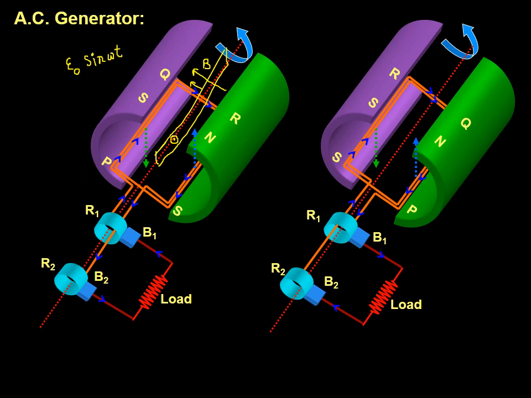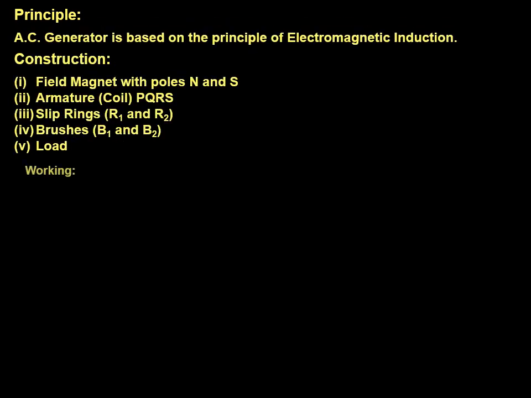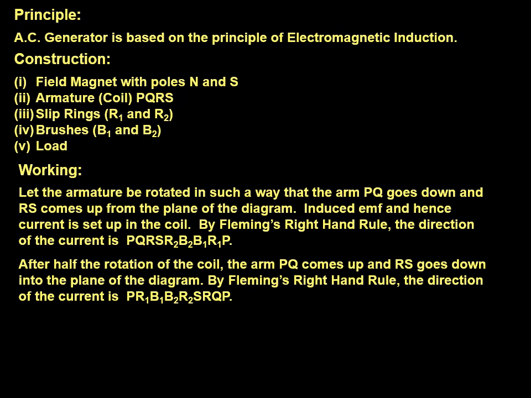But in the next half cycle, it has become like this. RS has gone inside the south pole, and QP has gone into the north pole. Now you can see the direction of current is opposite there. So this is the basic principle of the AC generator, and the field magnet construction you have already understood. This is for your noting purpose. You can pause and take the note.